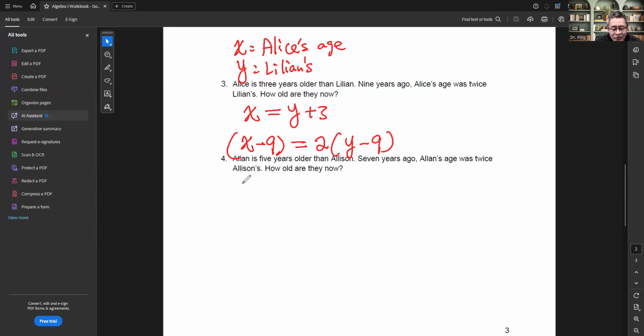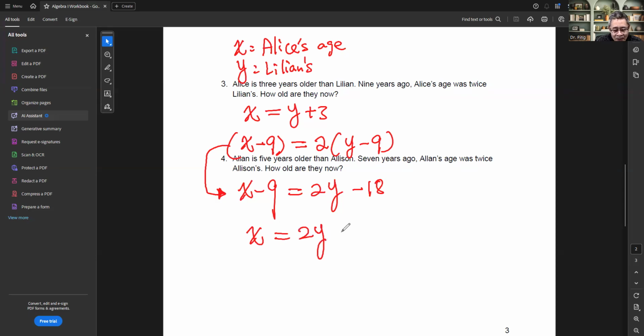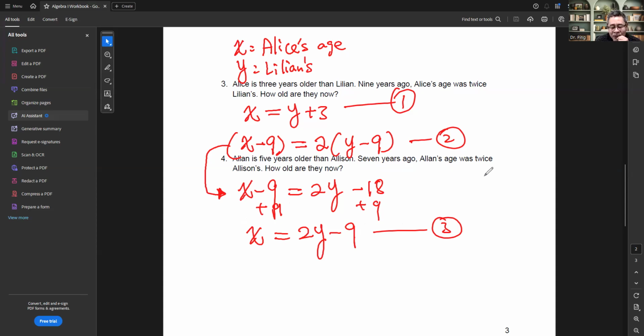And now we can change that one. We basically just work it out. x minus 9 is equal to 2y minus 18. So therefore x is 2y, and we add 9 on both sides, minus 9. So we got a new equation. So this is our first, our second, and third. Now the third one and the second one are equivalent. It's a different expression, but it has exactly the same information.